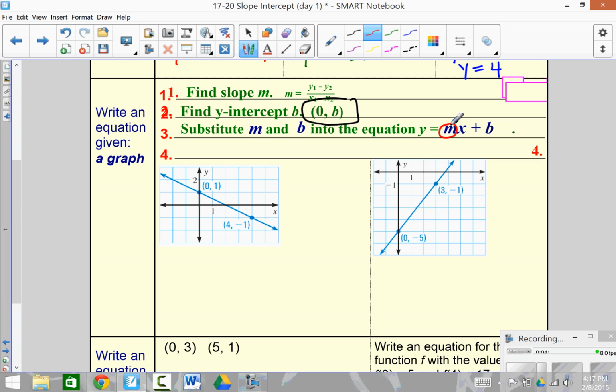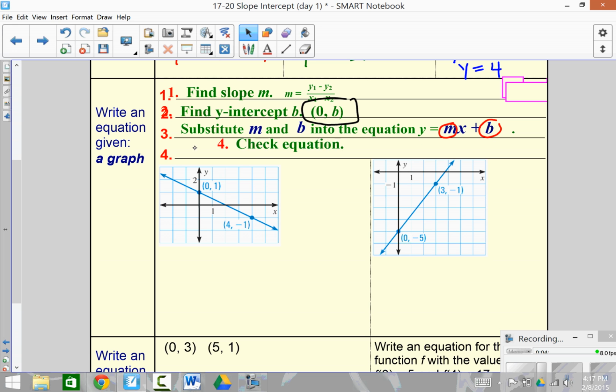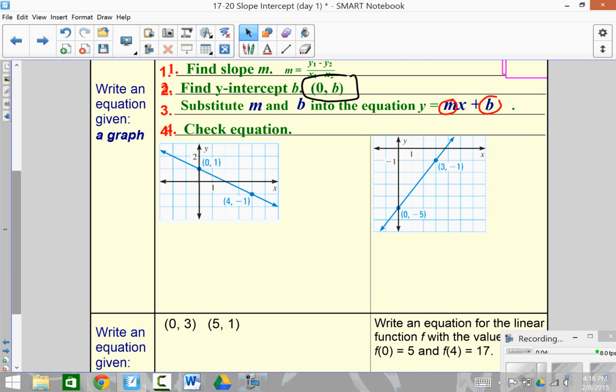So put the m that you found in the m spot, put the b in the b spot. And then fourth step, you can always check your own equation to make sure that it actually works. Check your equation to see if it works. So let's go ahead and give a few of these a try.